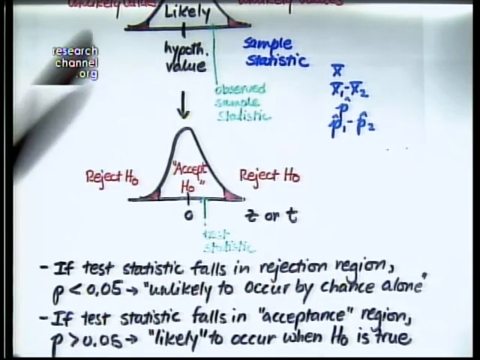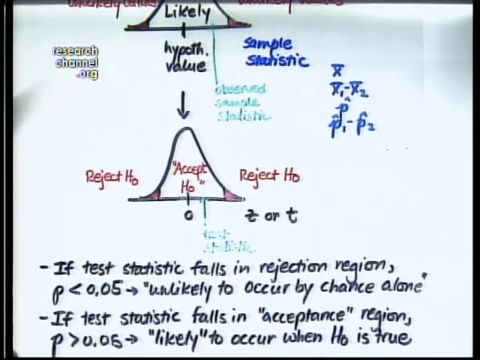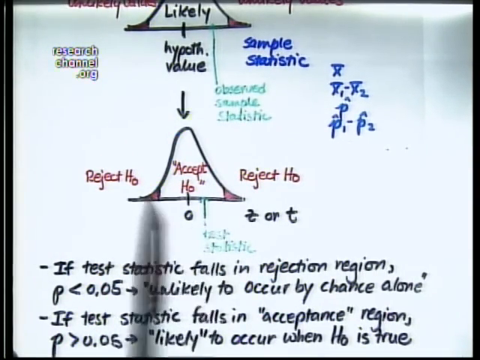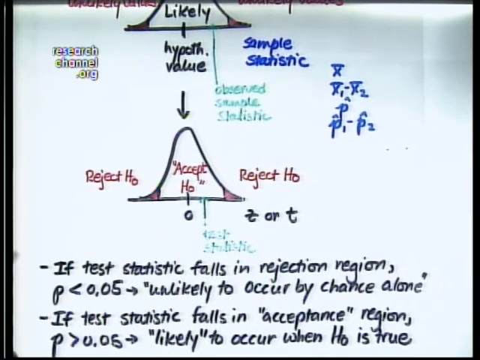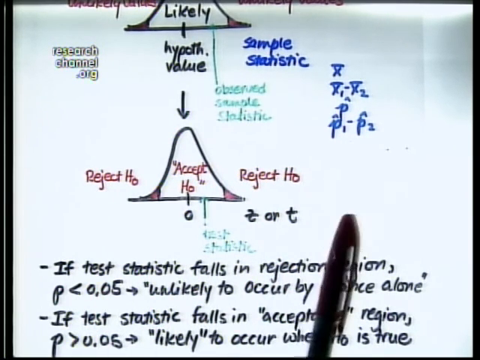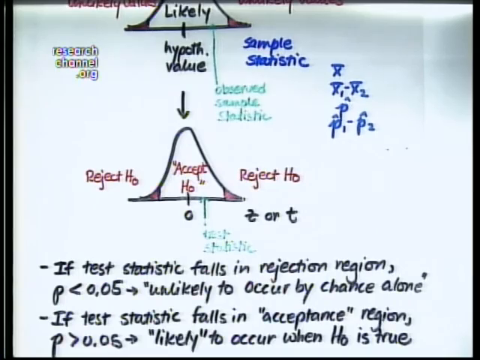So we can think of these likely values of the sample statistic as ones that would fall in the acceptance or the fail to reject region for the test statistic. Otherwise, the unlikely values of the sample statistic correspond to the rejection region, the very low or the very high values of the test statistic.